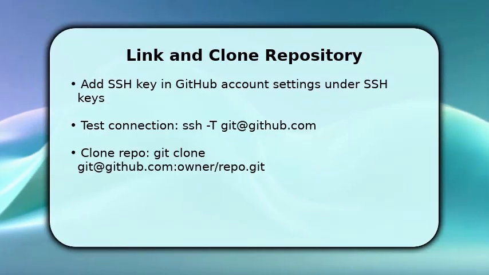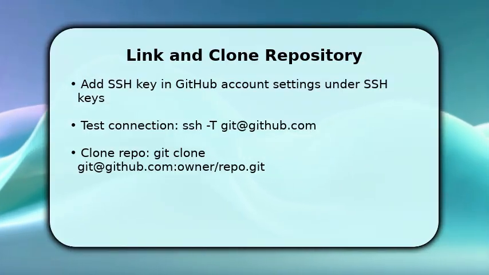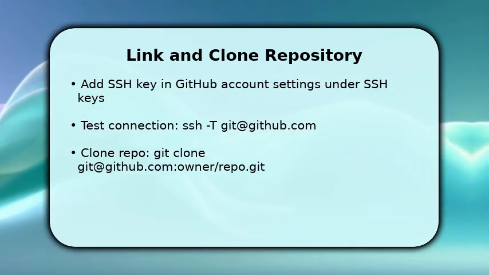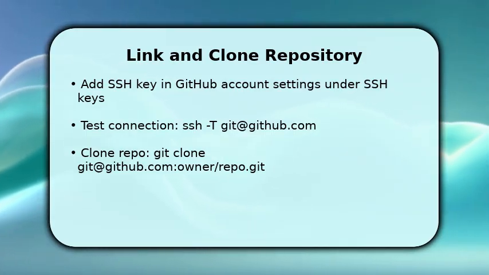Once your public key is on GitHub, verify the link by running ssh -T git@github.com. Accept the host fingerprint if prompted. If you see a success message, you're authenticated.